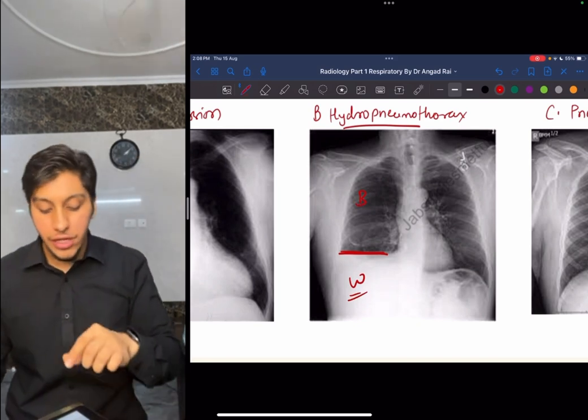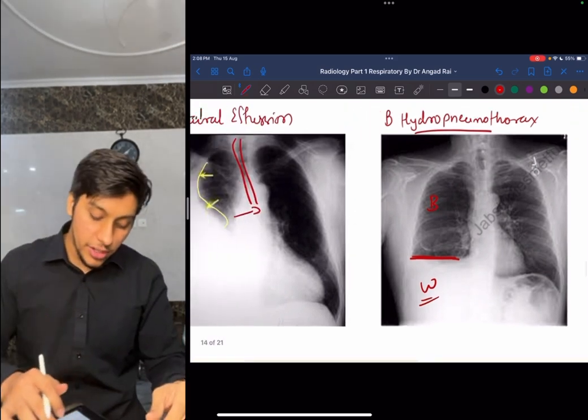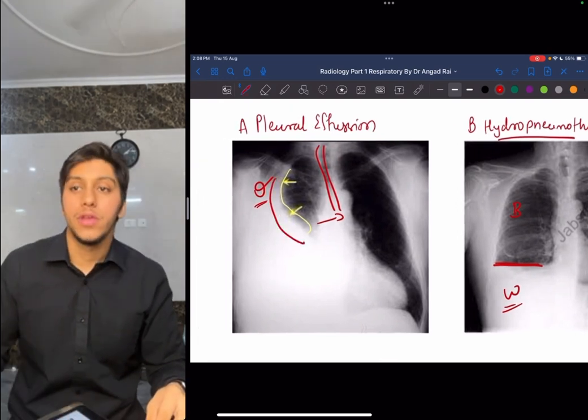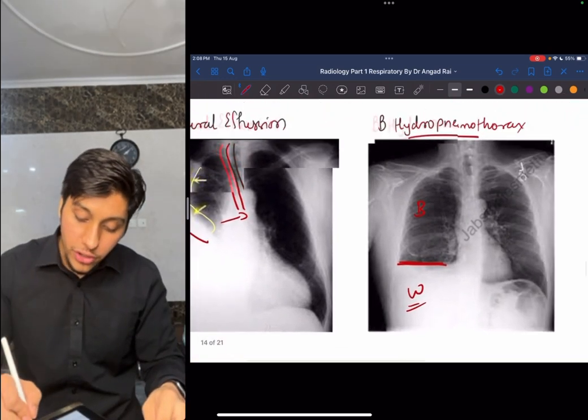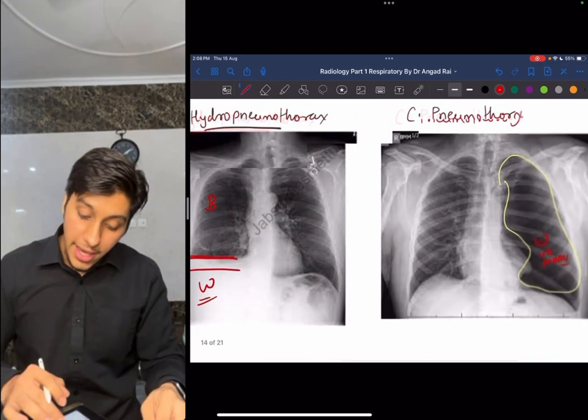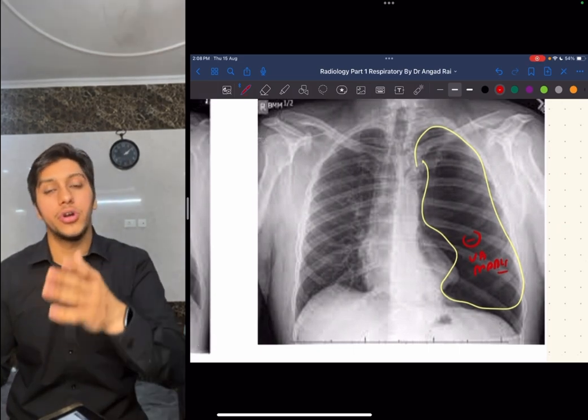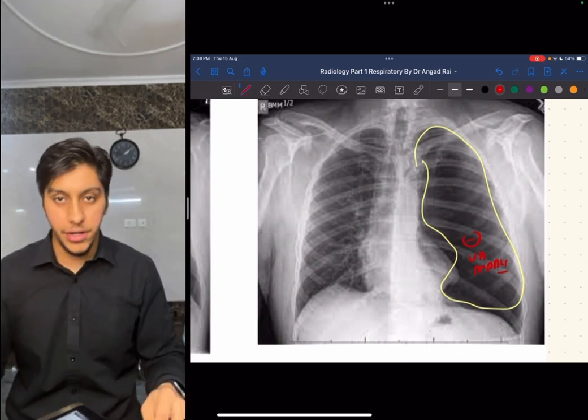Now, the differentiating feature between pleural effusion and hydropneumothorax is, as I said, in pleural effusion there is the Ellis curve, while in hydropneumothorax you have a straight line over here. So that is a differentiating feature. And over here in pneumothorax, as I said, there is absent vascular marking and contralateral deviation of the trachea.